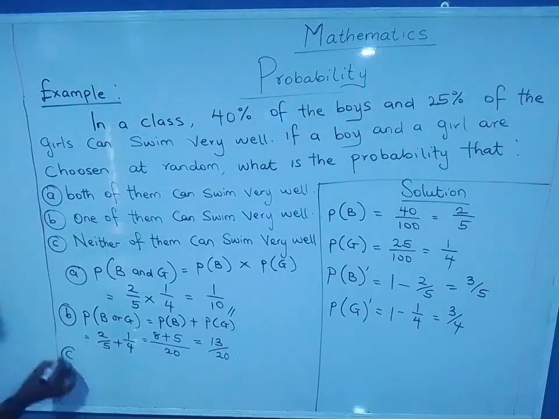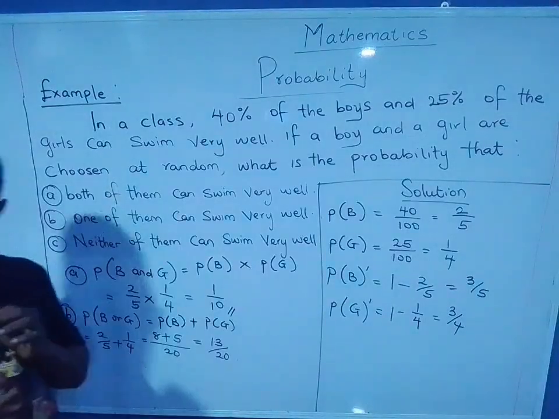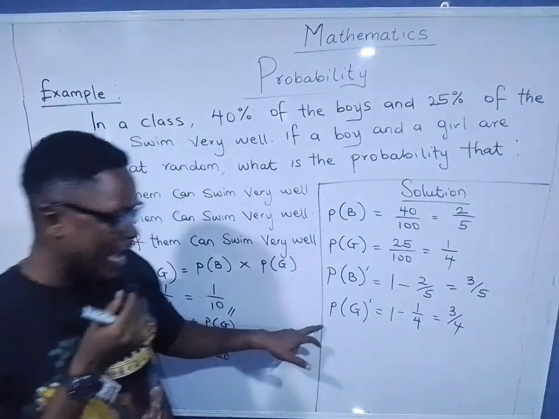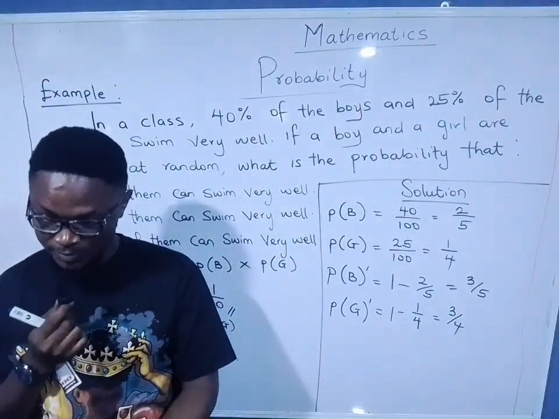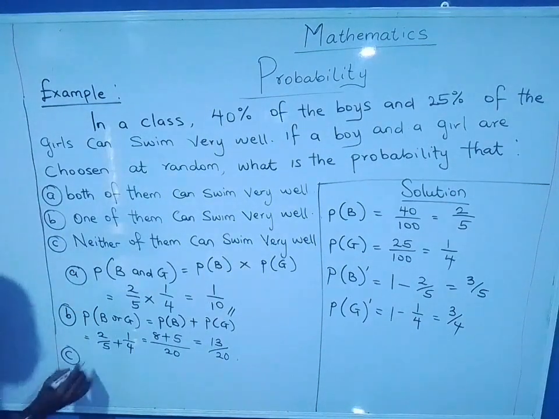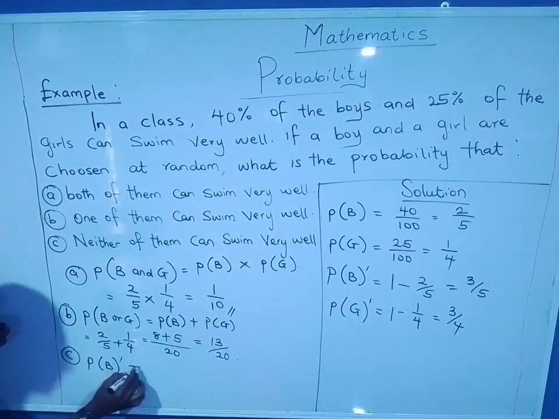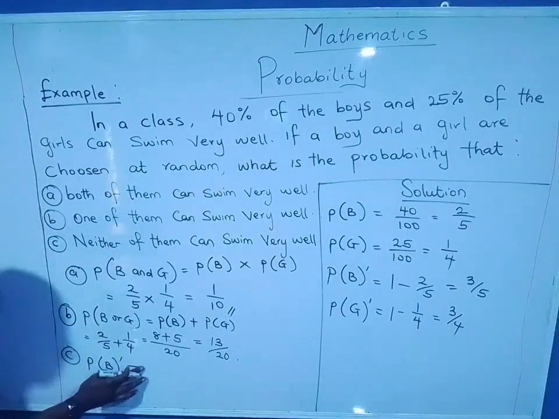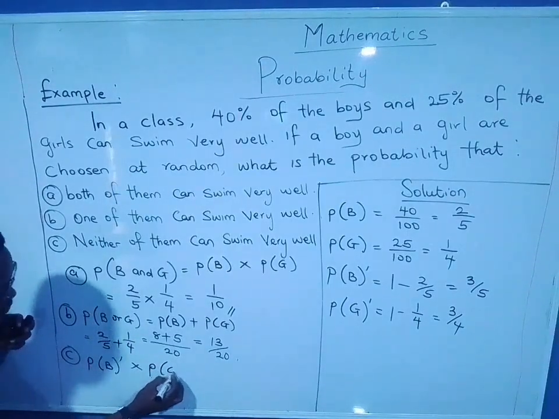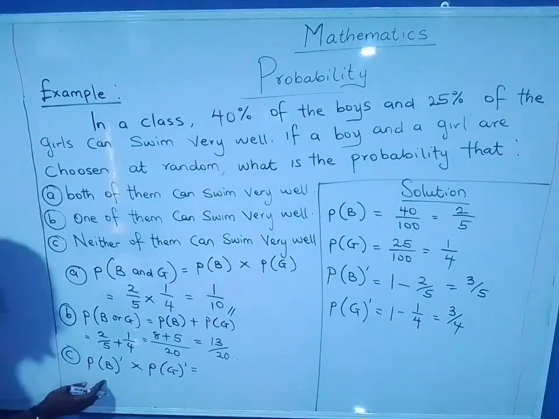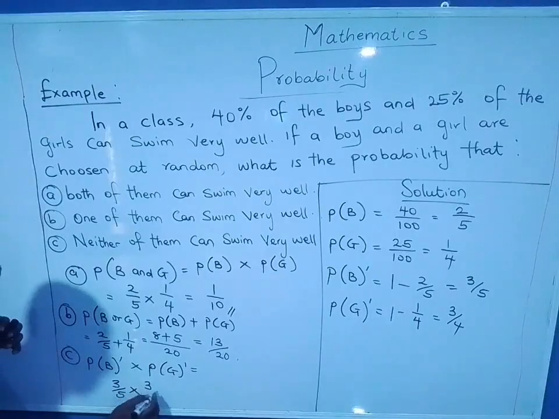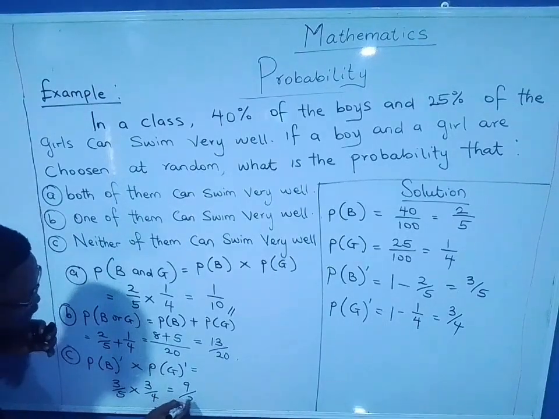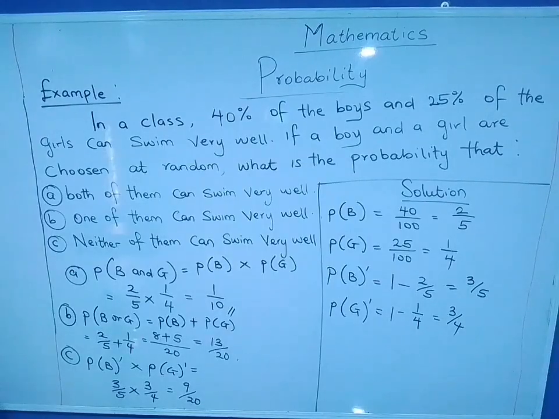Then the last one says neither of them can swim. That means the boy cannot swim and the girl cannot swim. There are two ways of doing this one actually. We can do it like this: the boy cannot swim, and the girl cannot swim. And means times, right? So we can say this one is 3 over 5 times 3 over 4, which will give us 9 over 20. We can do it this way. I think this is the one I will use.